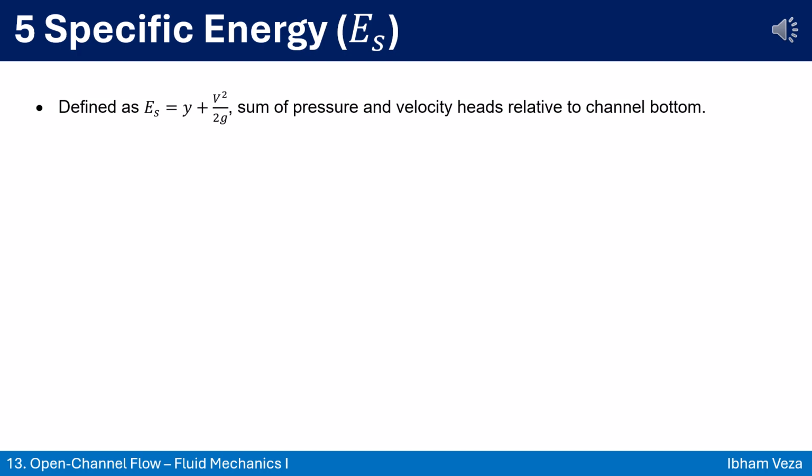For instance, if flow depth decreases, velocity must increase to conserve discharge, which increases kinetic energy. But that comes at a cost. Total specific energy may rise or fall depending on the trade-off. In real-world applications, specific energy helps us design efficient channels, control structures, and understand phenomena like hydraulic jumps.